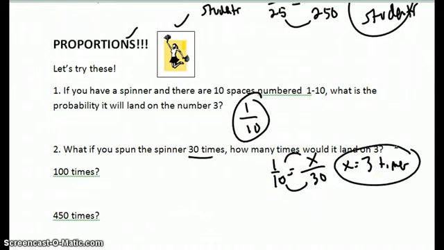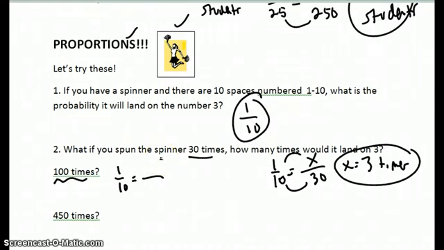Let's see if we'll get someone else here. Let's get Wilton to tell us how you would set up the proportion for if you wanted to find 100 times, if you spun it 100 times. So what was the probability of spinning a 3 in number 1? Yeah, so 1 out of 10 is equal to what?